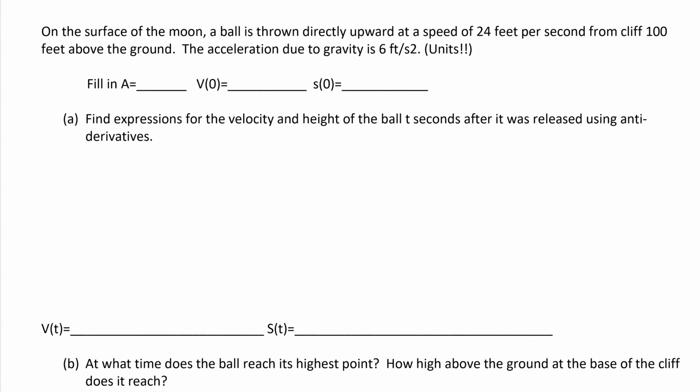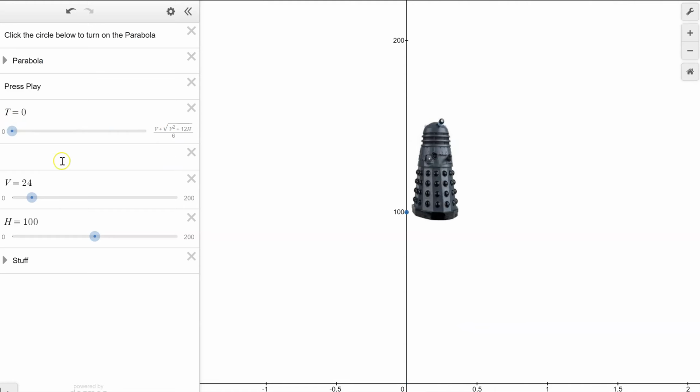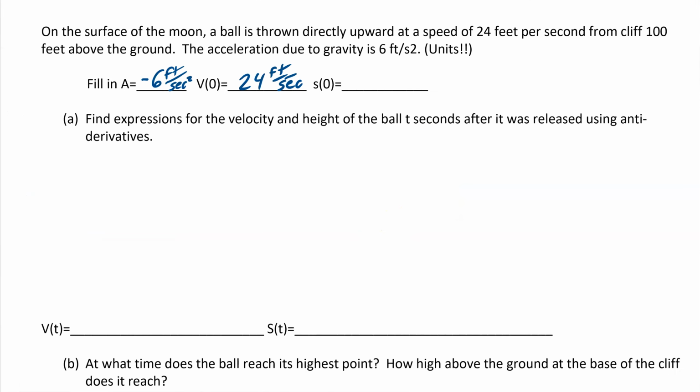So our acceleration with respect to gravity is negative 6 feet per second squared. Our initial velocity is 24 feet per second. By plugging in 0, that gives us our initial velocity and height. So you can see it here if I move it back. Right there, my time is 0. Time 0 means the height is the initial height of 100. So S sub 0 would become 100 feet.